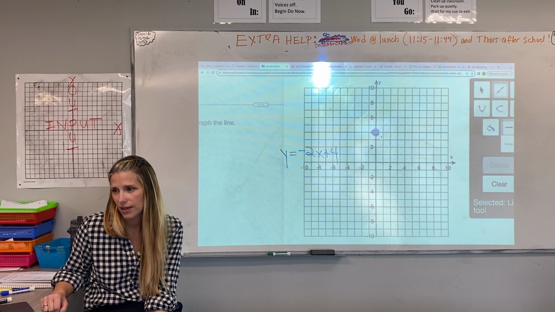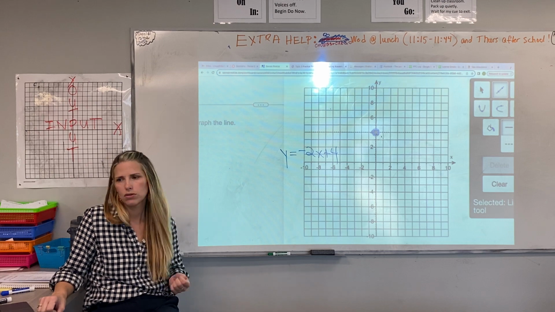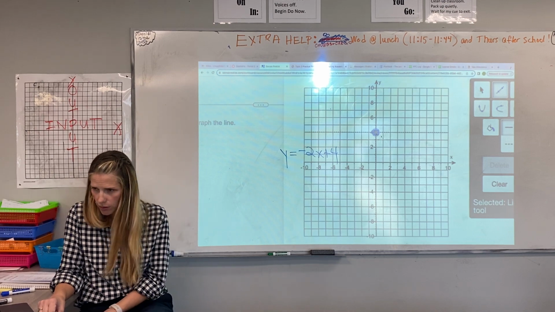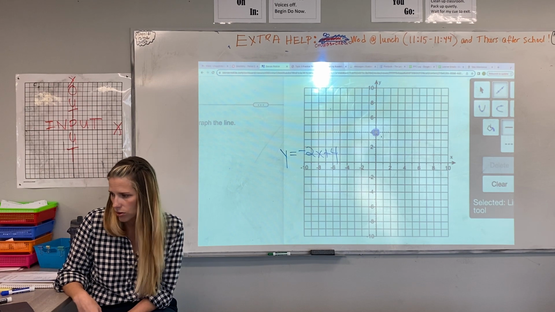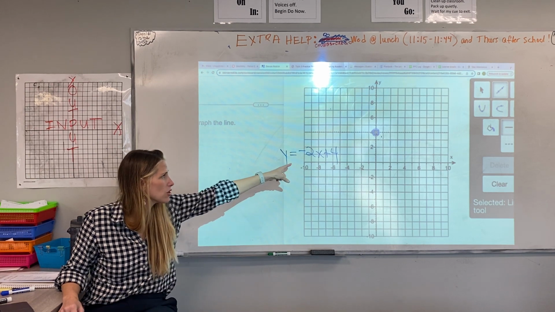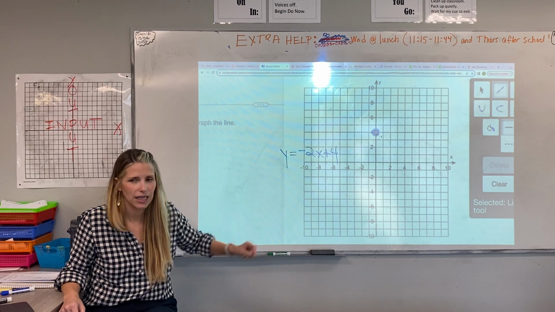Is this where you put the negative 2? What do you mean, put it? Because you would go down to the right one. That's correct. This is the slope. Negative 2 is the slope.